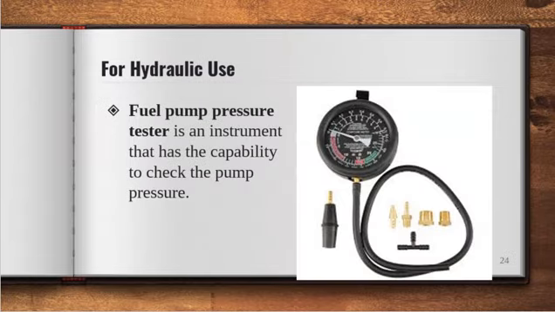Then, for hydraulic use, we have the fuel pump pressure tester. It's an instrument that has the capability to check the pump. A ruler is a tool used in, for example, geometry, technical drawing, engineering, and carpentry. Strictly speaking, this is somewhat kind of a ruler, but it measures the pressure. So that's the fuel pump.